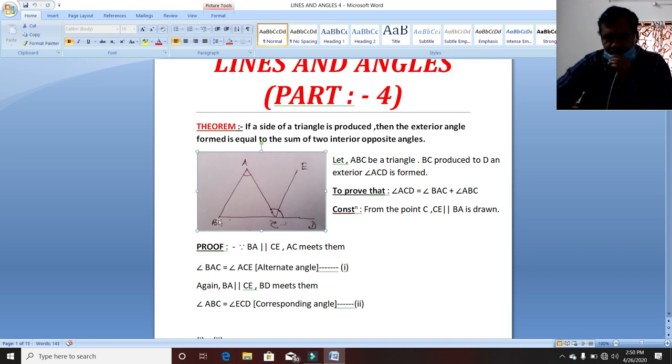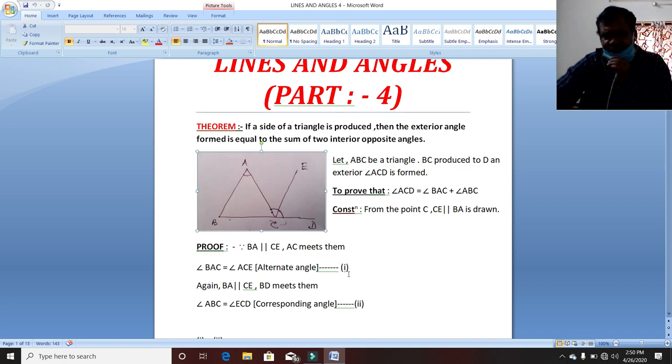Now I am doing the proof. Now you see BA is parallel to CE and AC meets them. So angle BAC and angle ACE are alternate angles. These two alternate angles are equal. Similarly, in another condition, AB is parallel to CE and BD meets them. You see ABC and ECD are two corresponding angles. The two corresponding angles are equal.